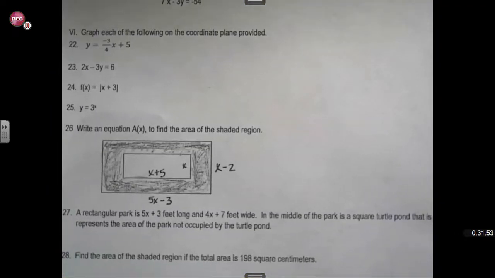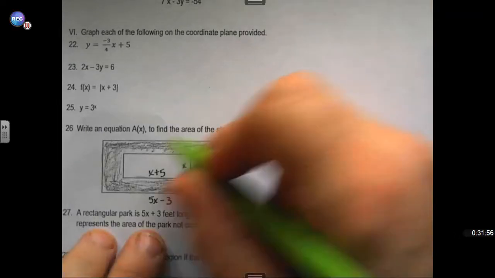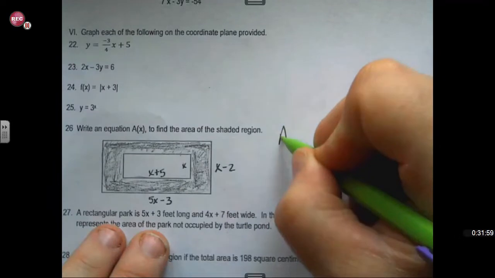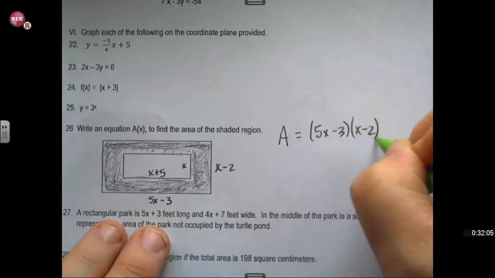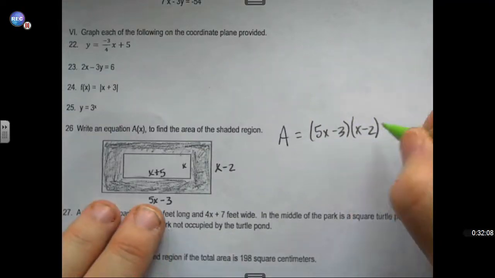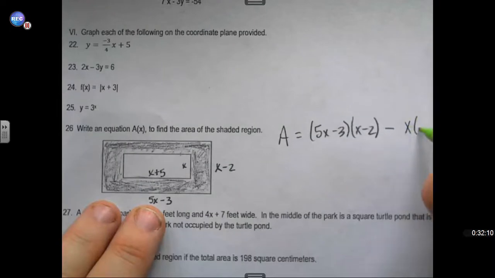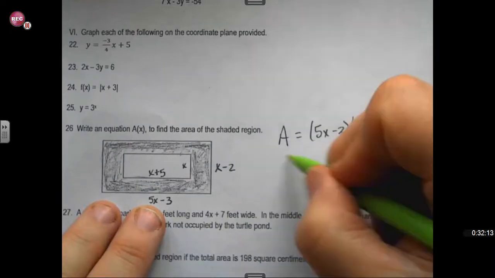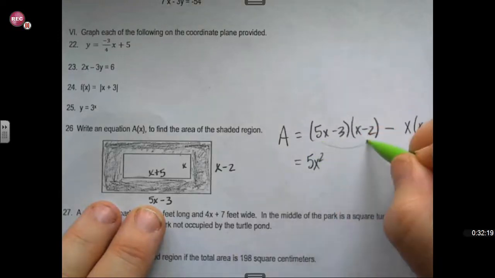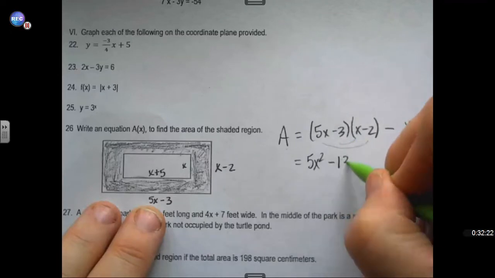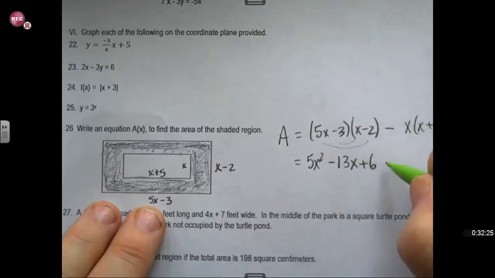So find the area of the shaded region, which means I want to take the area of the whole thing. The area of the whole thing is 5x minus 3 times x minus 2, and I want to subtract the area of the inside, which is x times the quantity x plus 5. And we just multiply that out. So 5x squared minus 10x minus 3x is minus 13x plus 6, minus x squared minus, because you have to distribute that negative as well, 5x. And then we just combine like terms.